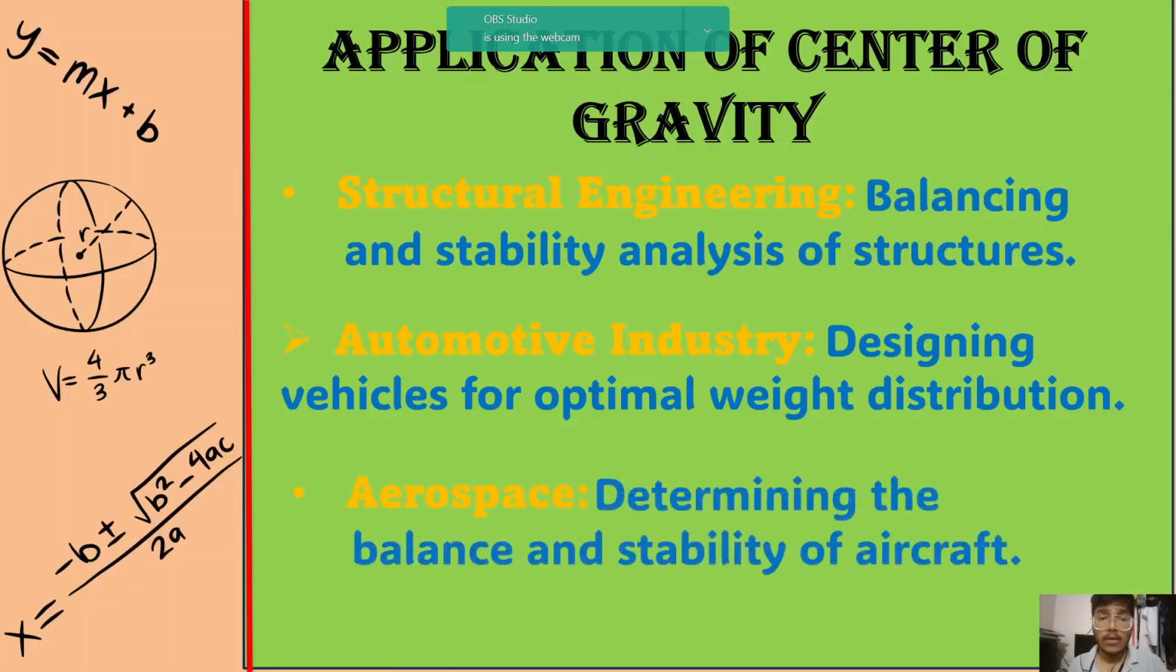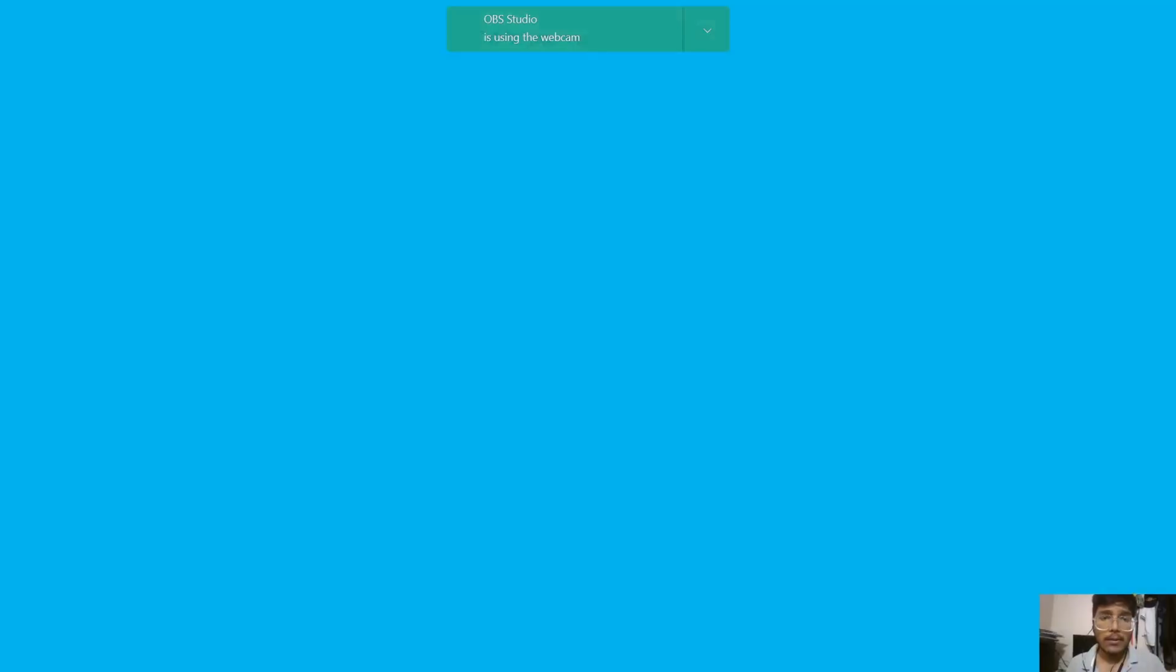In fact, one of the major areas dealing with our sky is aerospace. We have to determine the balance and stability of aircraft. You know how fast it is to travel in an airplane, but we have to make sure of our safety. So this is how the center of gravity helps in applications. Aerospace is also one part of it.